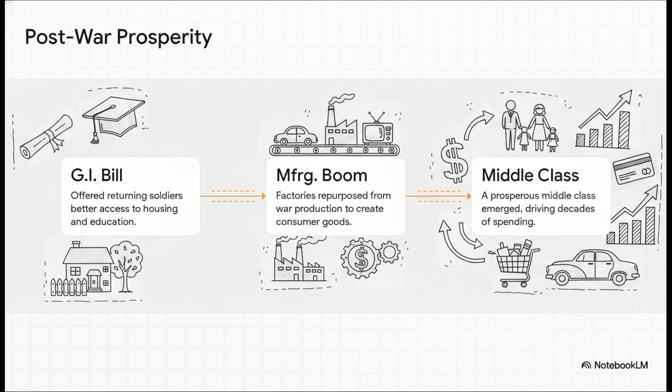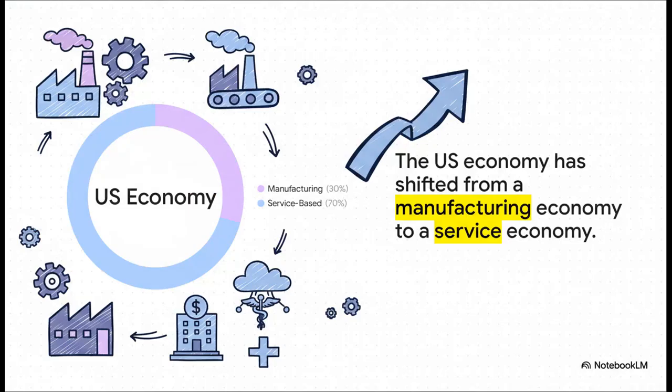First, you had the GI Bill. It sent a whole generation of returning soldiers to college and helped them buy homes. That was huge. Second, manufacturing was booming. There were tons of stable, well-paying jobs. Put those things together and what do you get? You get the biggest, richest middle class the world had ever seen, and all their spending is what fueled the economy for decades. But of course, nothing stays the same forever.